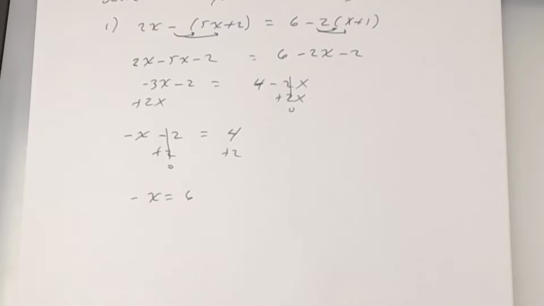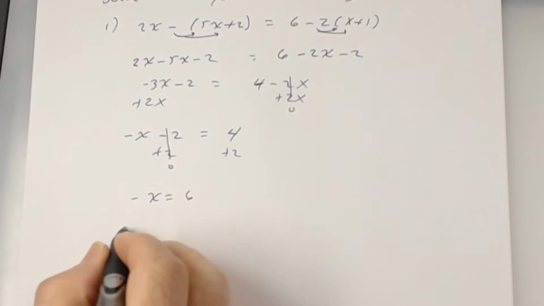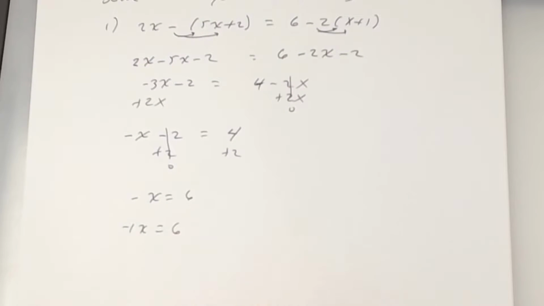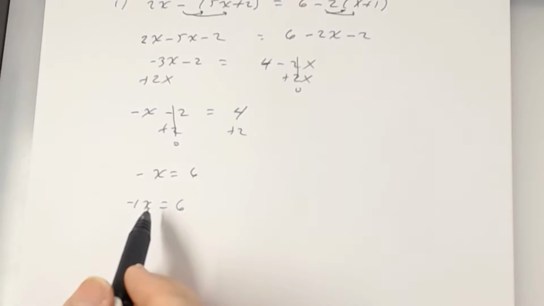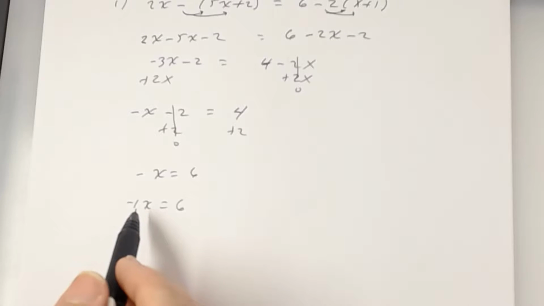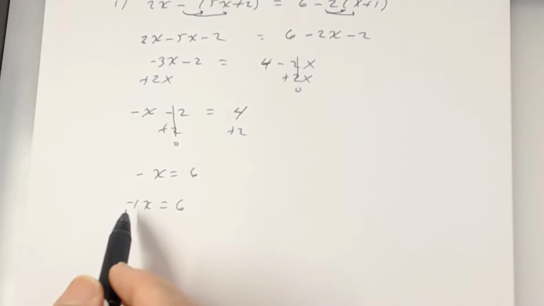Divide by negative 1, yes. Because remember, for negative x, there's no number there, so it's understood to be a 1. In this case, it's a negative 1. So this is negative 1x equals 6. If I want to get x by itself, which means positive 1x, then I need to somehow get rid of this negative 1 that's there. I need that to be a positive 1.